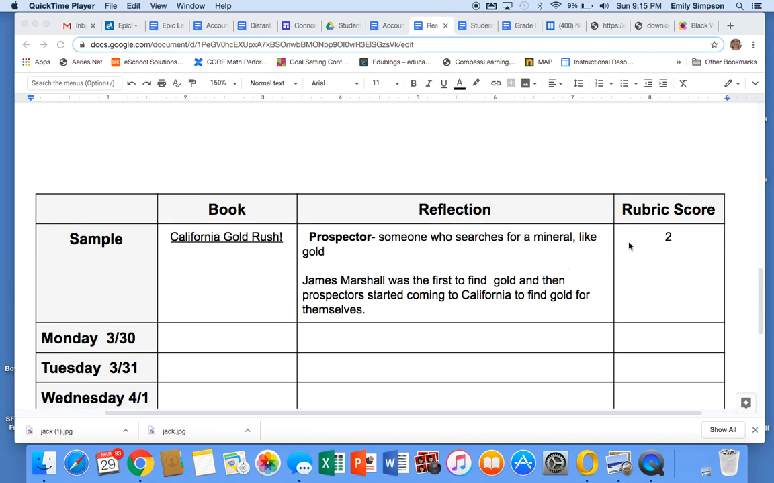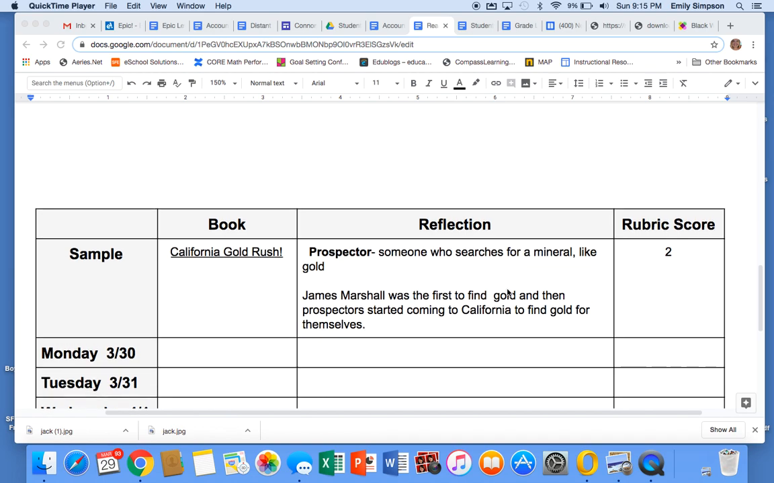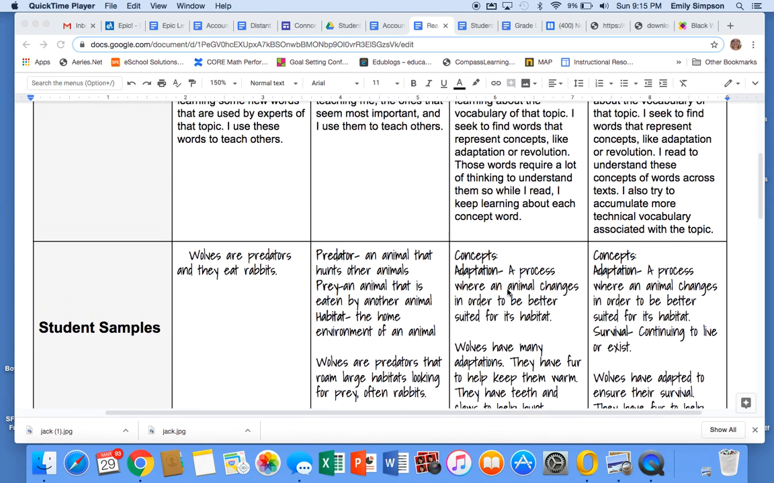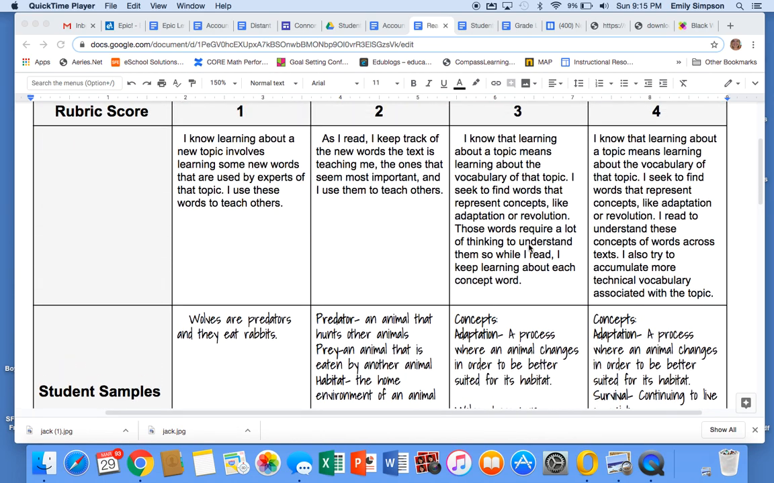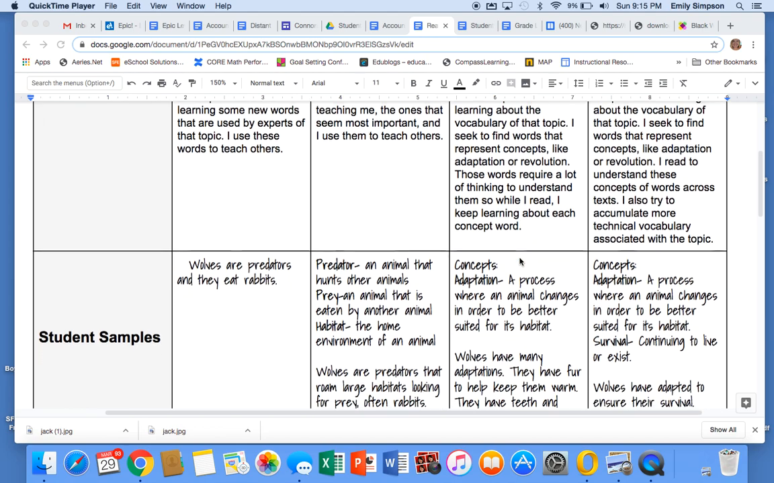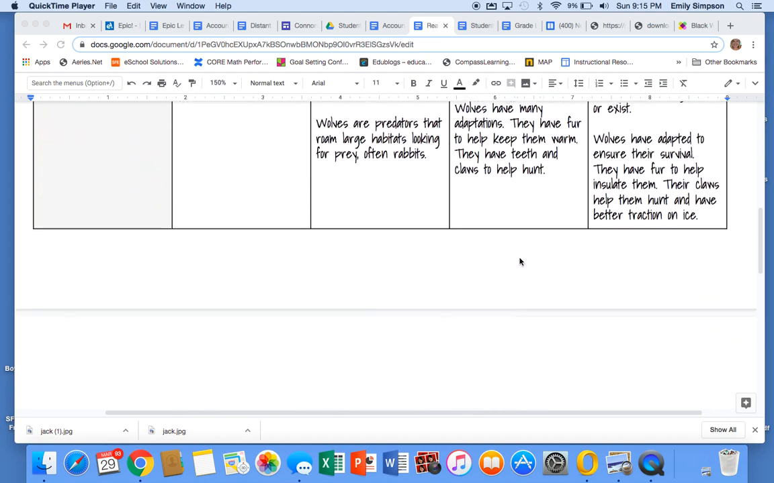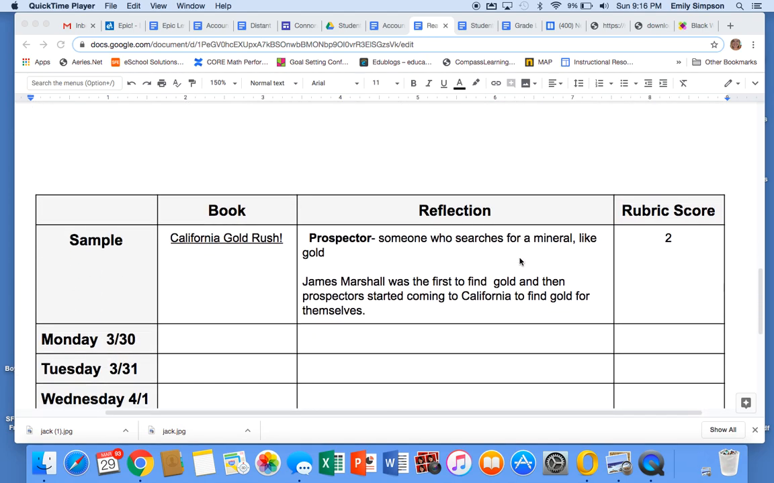Now remember, the reason we're scoring this is because you're giving yourself a goal for tomorrow. So as I read tomorrow, when I start to read my Gold Rush books, I'm going to skim and scan, and I'm looking for big ideas. And once I've found a big idea like migration, I am going to work really hard to try to understand what those words mean and then try to use them in my responses.